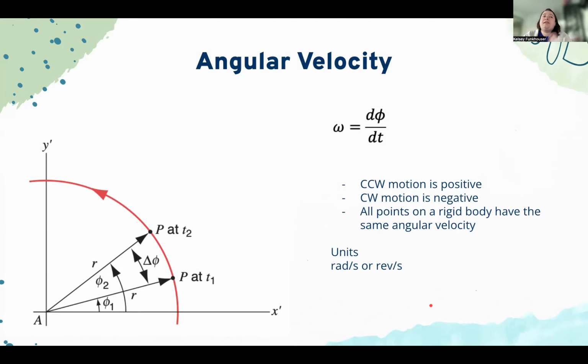And another important thing to note is that all points on a rigid body have the same angular velocity. So any place along this line has the same angular velocity. And the units of angular velocity are either radians per second or revolutions per second. We talked about going from radians to revolutions earlier in the quarter. But what you want to think about is that one revolution is one time around a circle, and that angular displacement is 2 pi radians. So to go from radians to revolutions is just 2 pi.